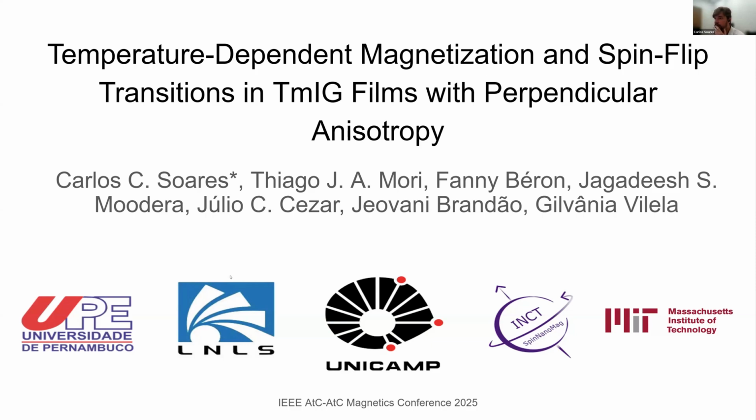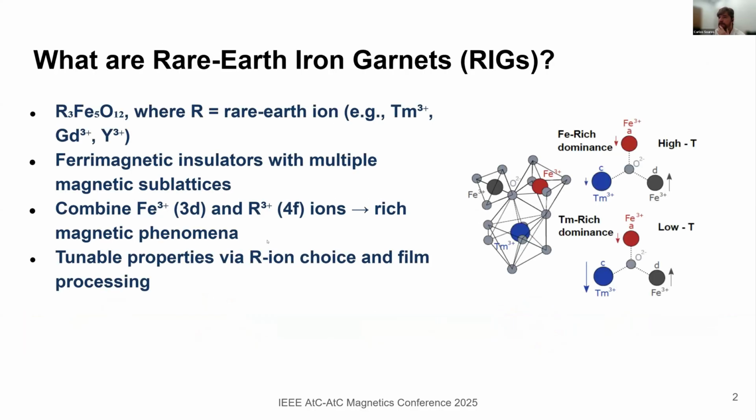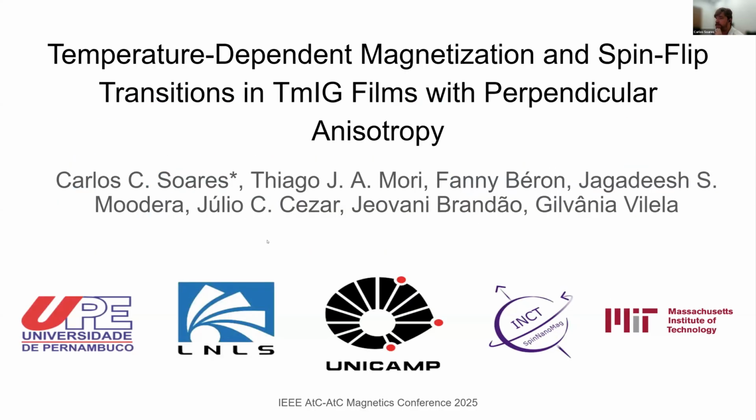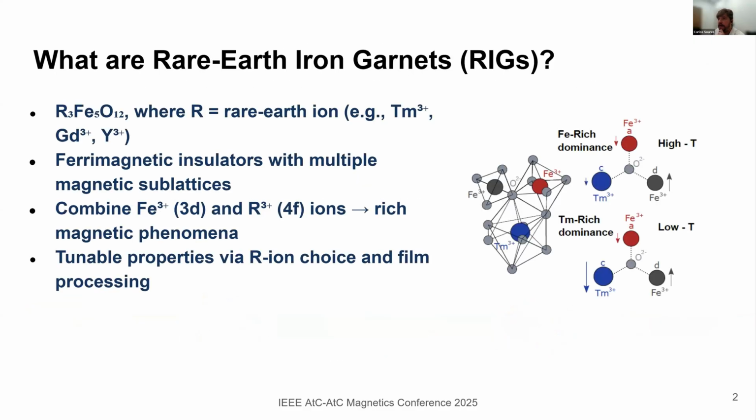I will present my work on the temperature dependence of magnetization and the spin flip transition in thulium iron garnet films, and in particular the anisotropy. Why is the rare earth important for the study? This material has been studied in bulk form, and it's an oxide and a magnetic insulator too.